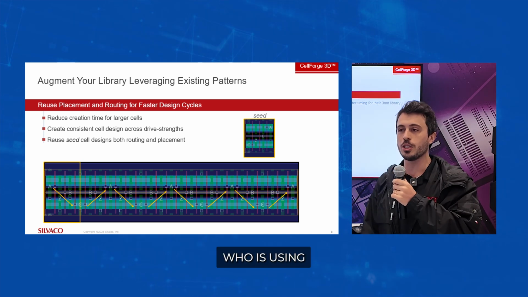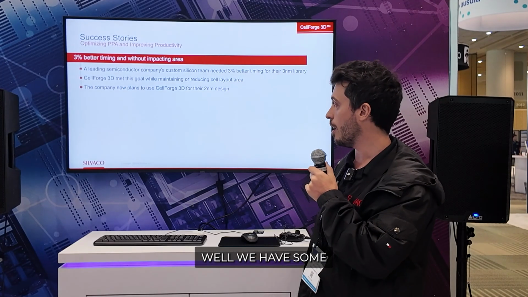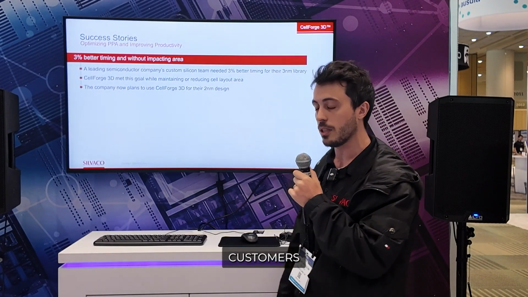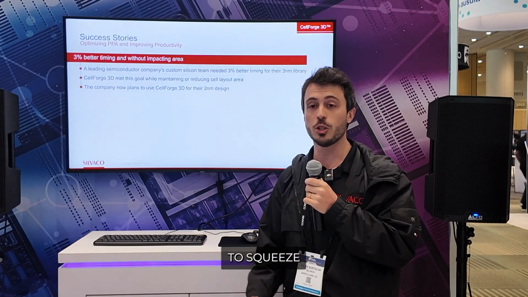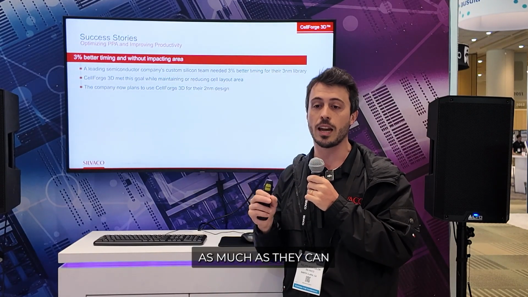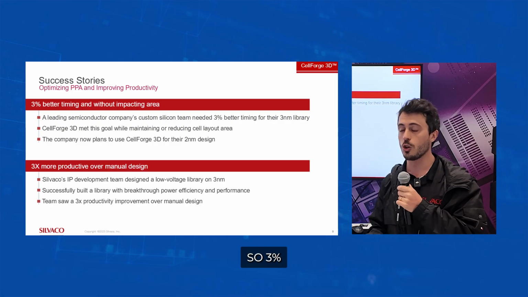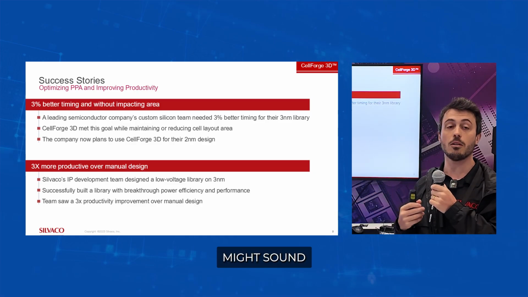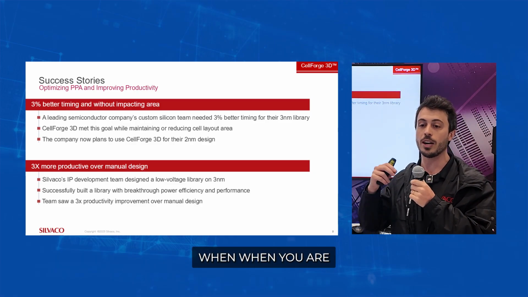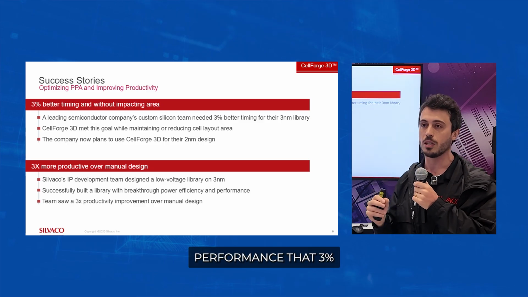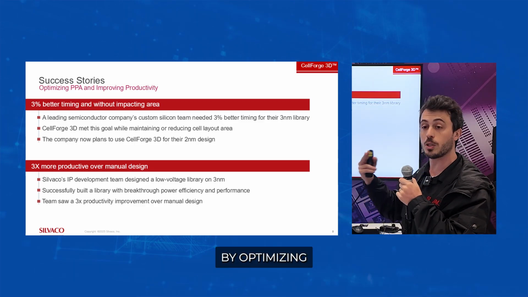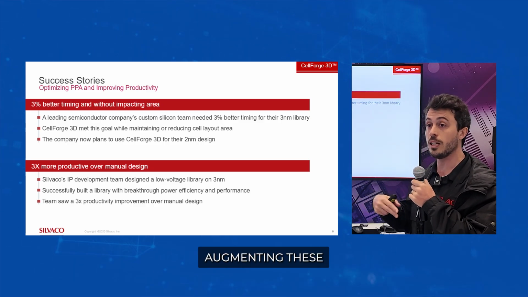Now, who is using this in practice? Well, we have some leading semiconductor customers that have been using our approach on 3nm libraries to squeeze as much as they can from their performance. So 3% might sound like a small number, but when you are at the extreme edge, getting as much as you can out of your performance, to add 3% by optimizing your library is a lot.